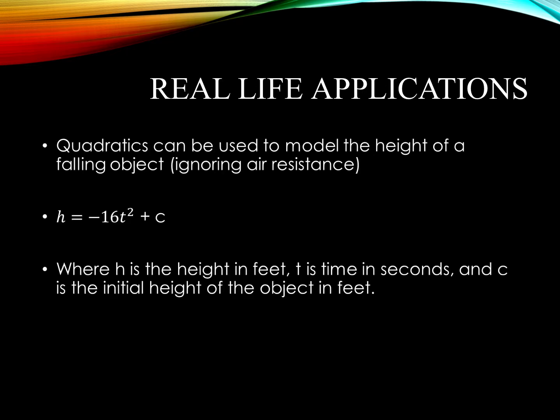Now, as you proceed with your math careers, you're going to see that quadratic applications are going to be used to model the height of a falling object if we ignore air resistance. And the generic formula that you'll see is h equals -16t squared plus c. So h is going to be our height, which is measured in feet. t is our time, and time is measured in seconds. And c is going to be our initial height, or where you're launching that object from.